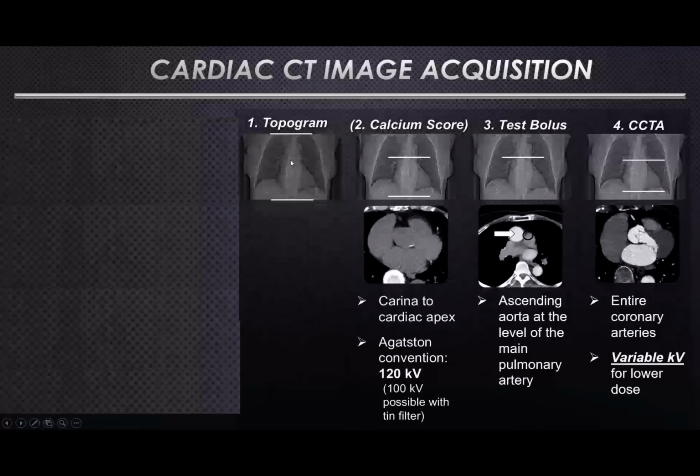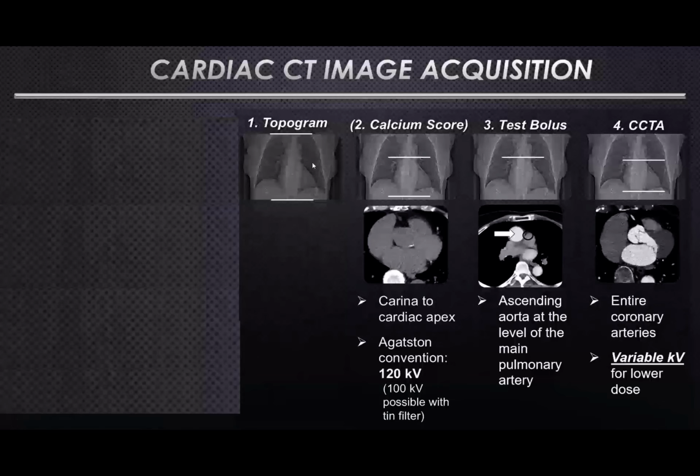Don't put it too low when you don't have a calcium score, because then you will have the aortic valve, and the aorta moves in a circular way like here. So you should have it perpendicularly cut for the test bolus.